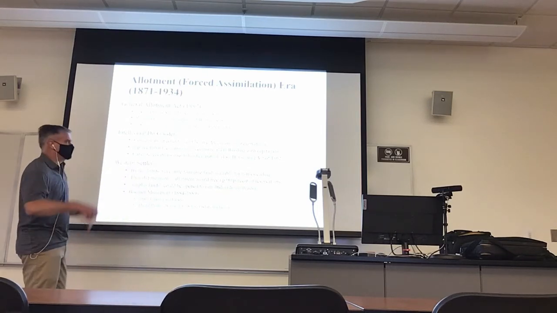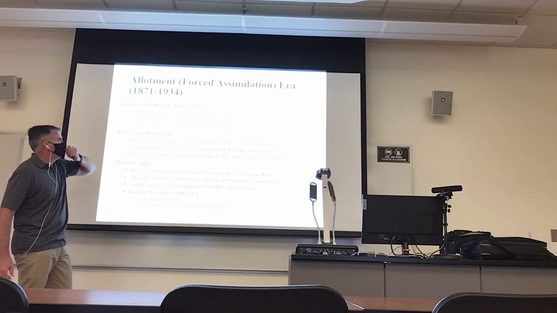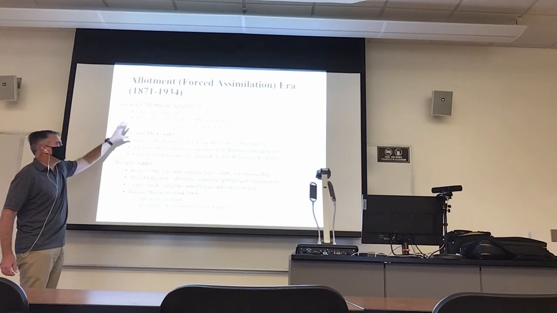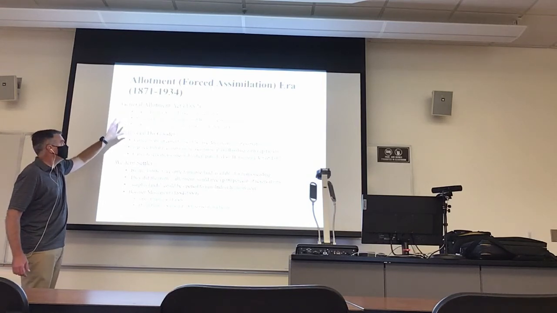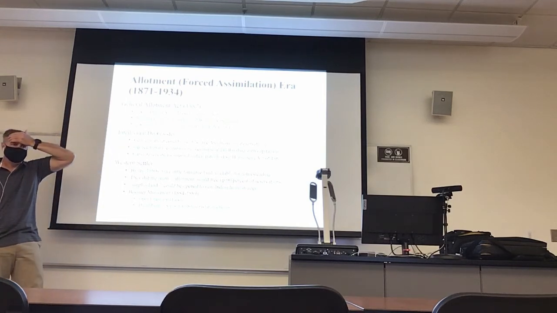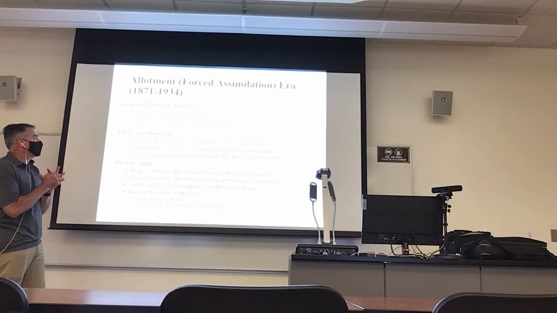Okay? All right. Sorry. The General Allotment Act, 1887, is one of the most important, significant statutes affecting Indian policy ever. The General Allotment Act, 1887. It has consequences on par with the Marshall Trilogy. Not so much philosophically as much as in actuality, reality. Okay? It changed the way things are for Indian tribes.